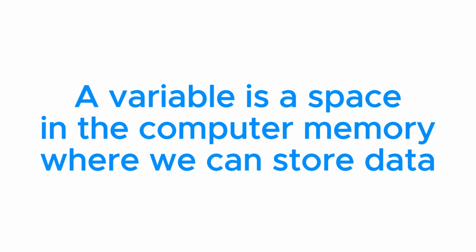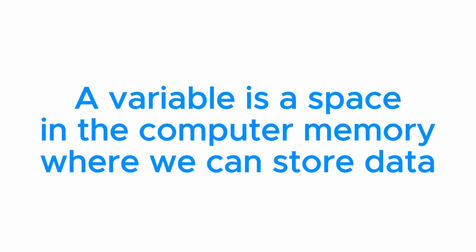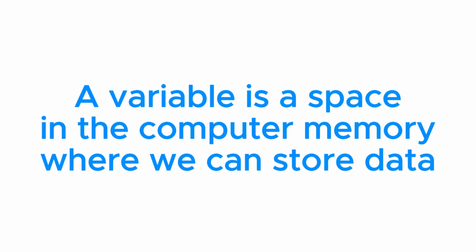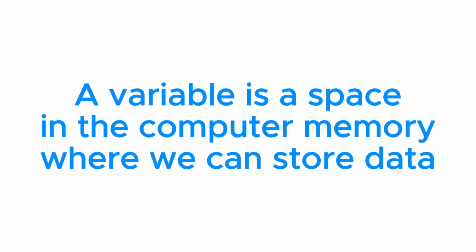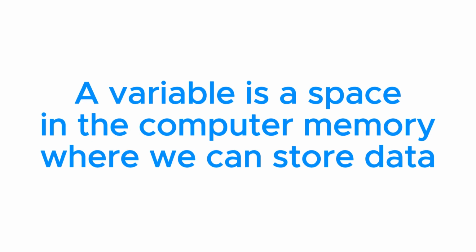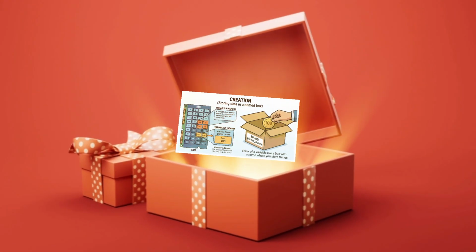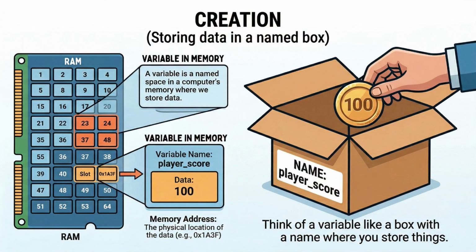So what is a variable? A variable is a space in a computer's memory where we can store data. I want you to think of a variable like a box with a name where you can store things. And anytime you make reference to the name of that box, it doesn't give you the box itself, but gives you the content inside the box.